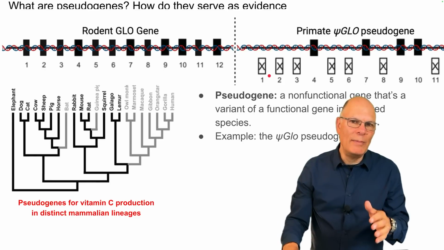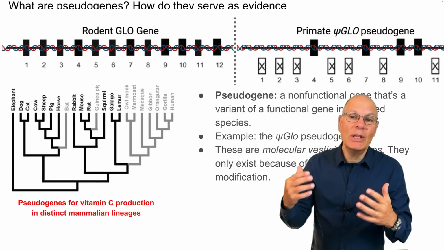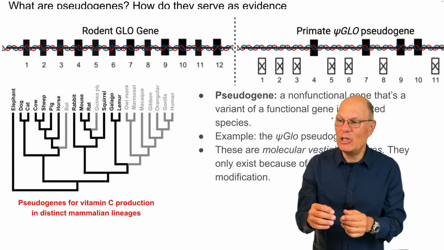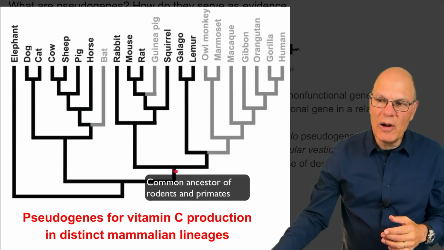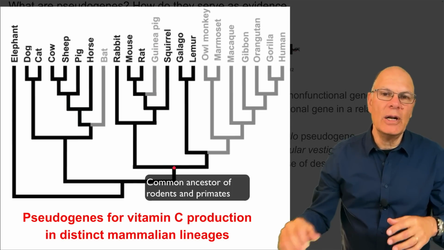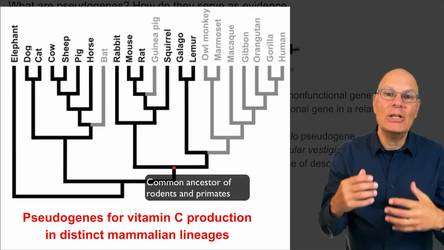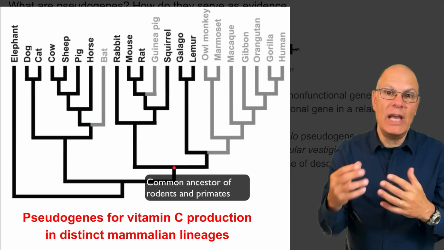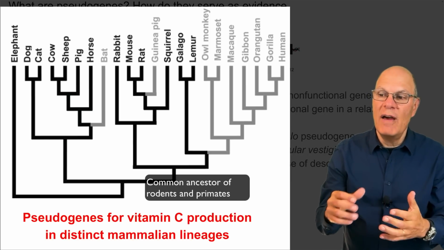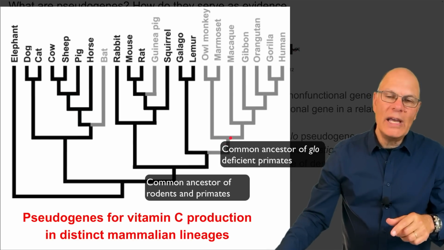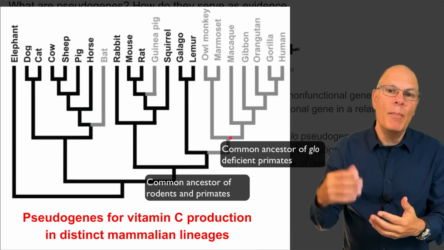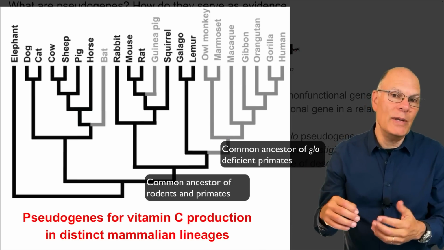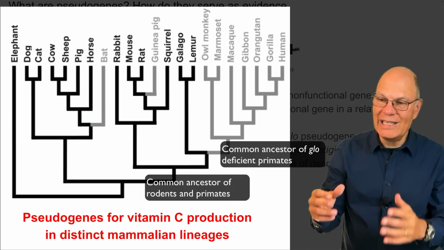Why do we have the remnants of this gene? It's a molecular vestigial feature. These pseudogenes only exist because of descent with modification. We and rodents share a common ancestor over here. That common ancestor had the GLO gene, and it was able to produce the enzymes to synthesize vitamin C. We primates lost the ability to do that. A mutation emerged, broke the gene, but because we lived in a fruit-rich environment, that mutation wasn't selected against.